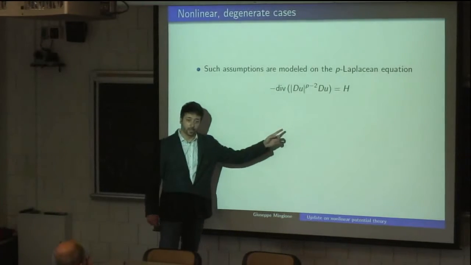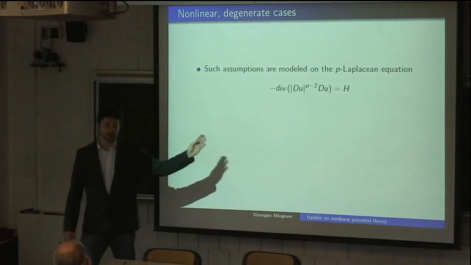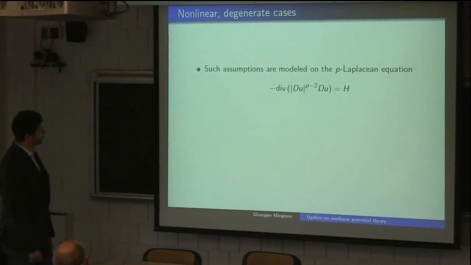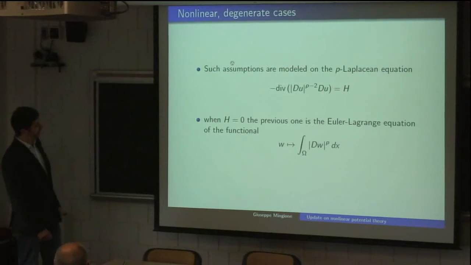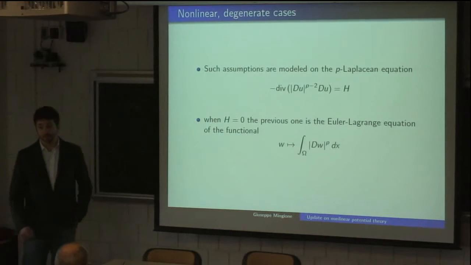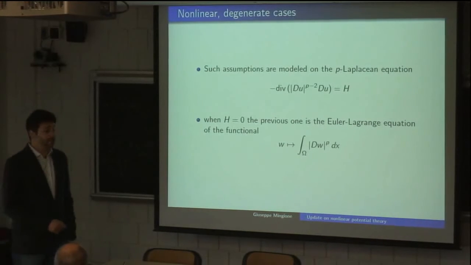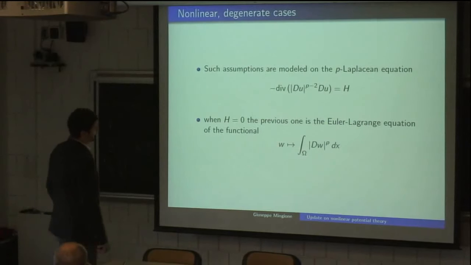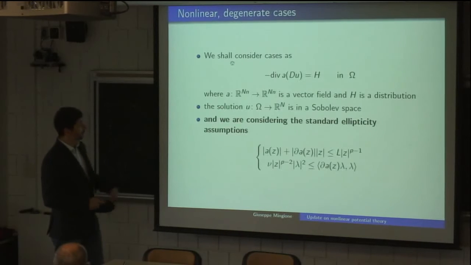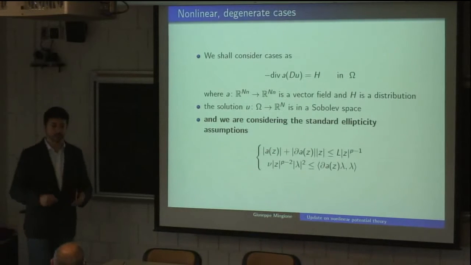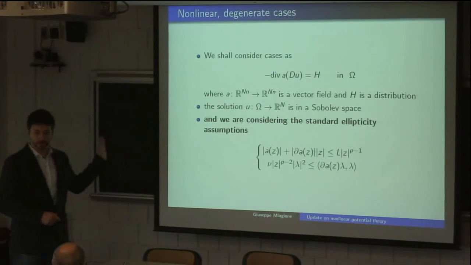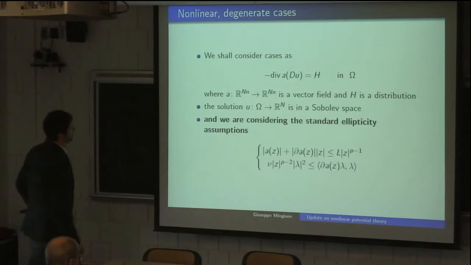It's this operator. I think I do not have to spend time to say why this operator is relevant in several situations. For instance, it's the Euler-Lagrange equation of the functional. Anyway, this is the type of operator I'm going to consider in the following. But already the case p equals 2 is interesting when I have a nonlinear operator, because there's no associated linear or sublinear operator according to the things that I was describing before.